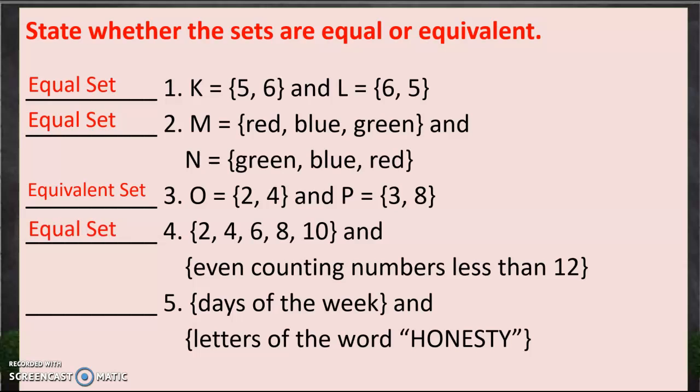Days of the week, so we have 7 days. So 7 is the cardinality. And letters of the word honesty: 1, 2, 3, 4, 5, 6, 7. They have the same number of elements, or the same cardinality, so they are equivalent sets.